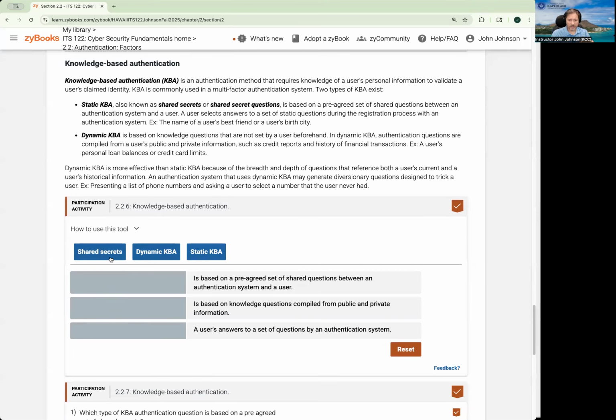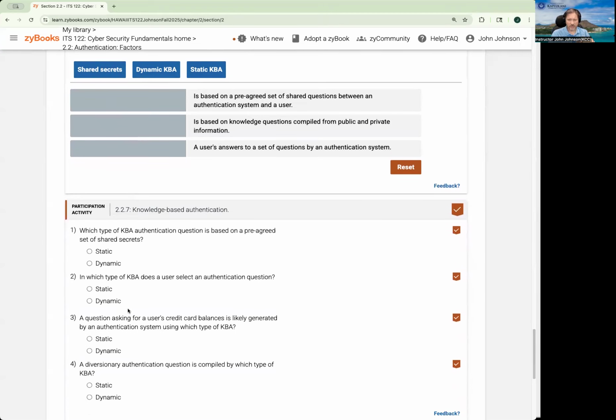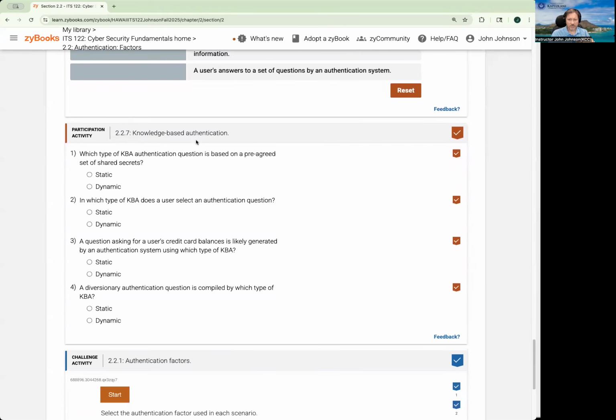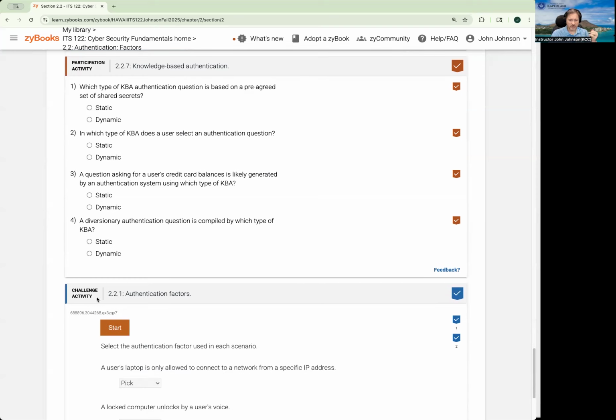So down here, go ahead and tell it which is shared secrets, dynamic KBA and static KBA. Remember that static KBA and shared secrets are pretty much synonymous, as you see up here, static KBA, shared secrets. So keep that in mind. Then down here, in knowledge-based questions, you're going to be going through, responding whether it's static or dynamic. These should be pretty easy to do.